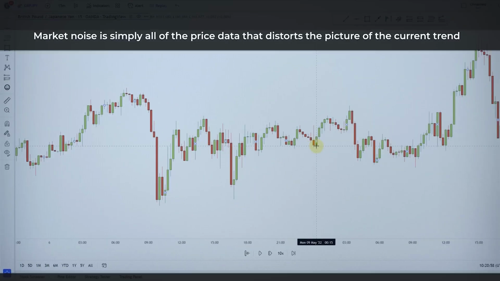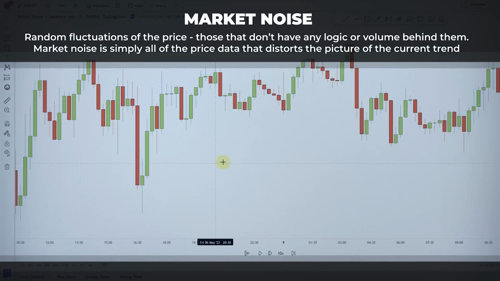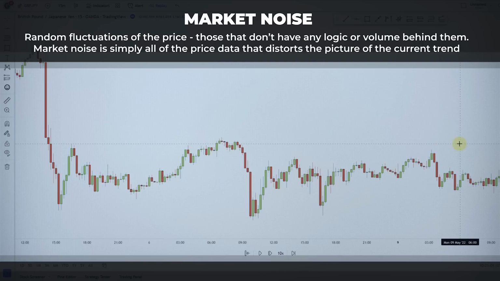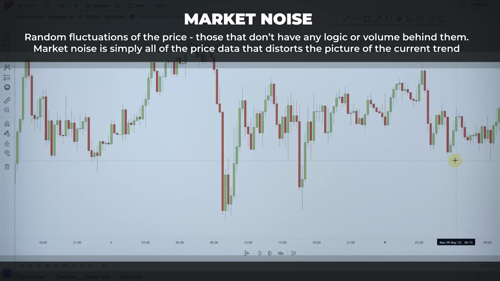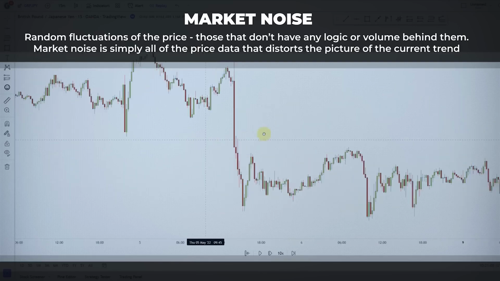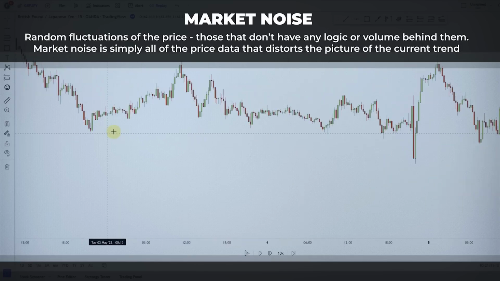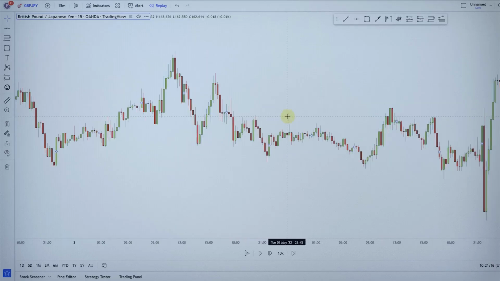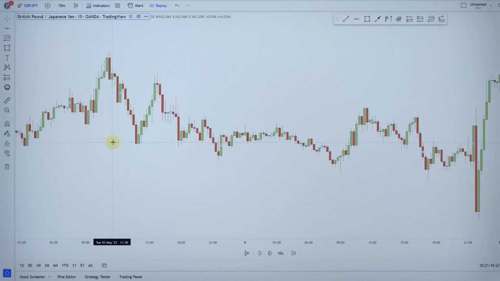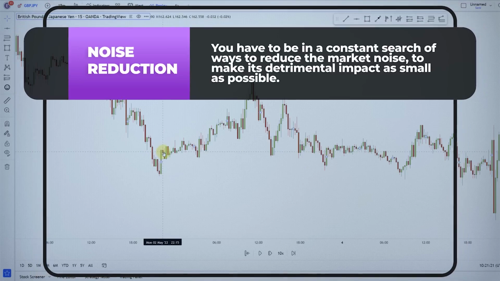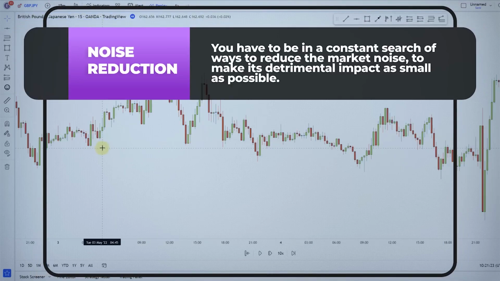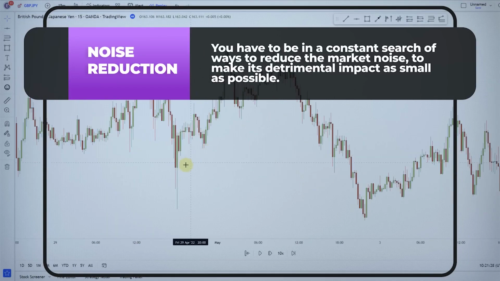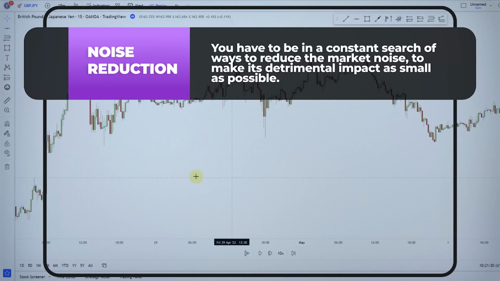Technical analysis can be complicated by the so-called market noise. This term refers to random fluctuations of the price, those that don't have any logic or volume behind them. Market noise is simply all of the price data that distorts the picture of the current trend. This includes mostly small corrections and intraday volatility. As a result, it's only natural to be in a constant search of ways to reduce the market noise, to make its detrimental impact as small as possible.